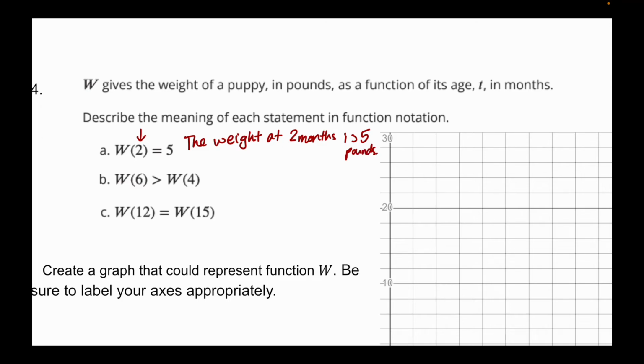For our second statement, we can read it the same way. The weight at 6 months is greater than the weight at 4 months. They don't tell us what the weight is, but we know that the puppy weighs more at 6 months than it does at 4 months.